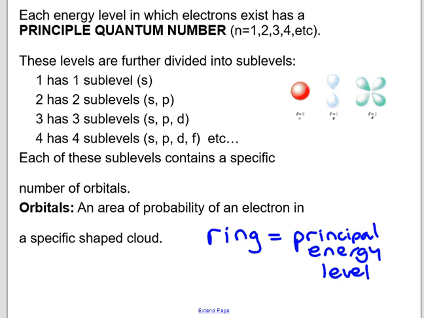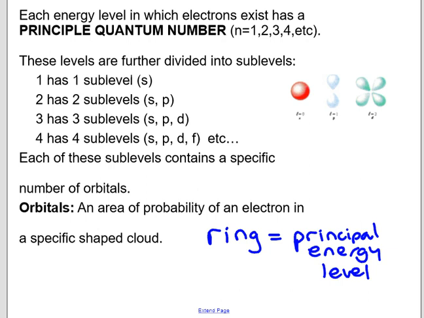Ring 1 has 1 sublevel, and we've named that sublevel S. Ring 2 is quite a bit fatter. It has 2 sublevels. We call the first one S and the second one P. Ring 3 is even fatter. It has 3 sublevels, S, P, and D. Ring 4 would have 4, S, P, D, and F. Ring 5 would have 5, S, P, D, F, and they've reserved a name for the 5th one, G. Ring 6 has 6. Ring 7 has 7.